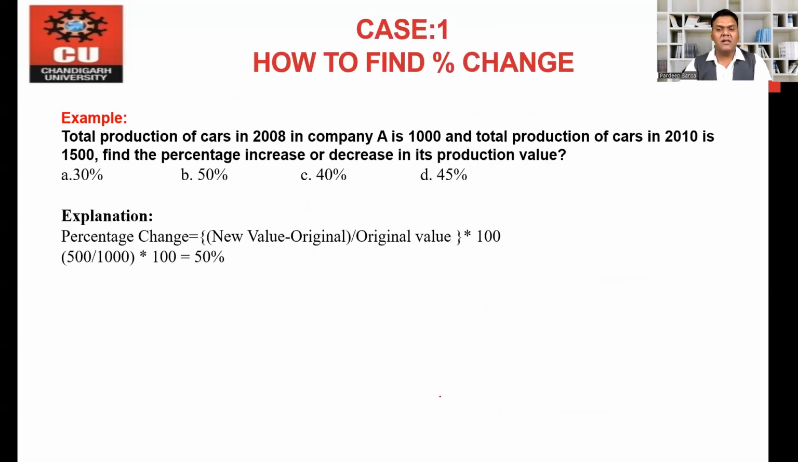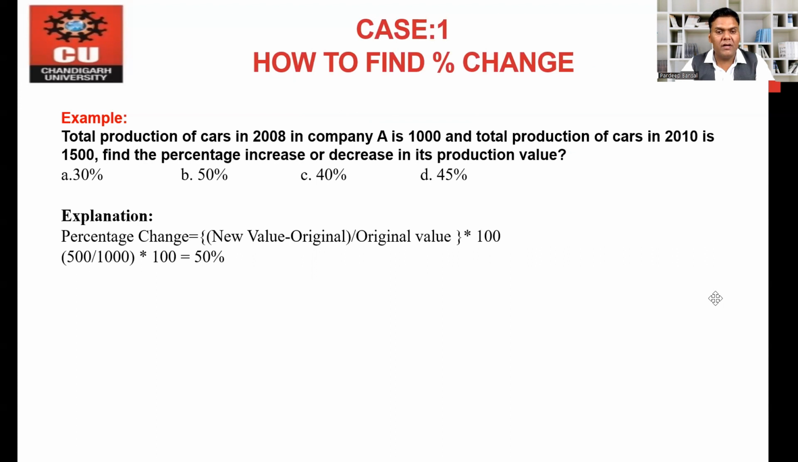So let's take this as an example. The example says, total production of cars in 2008 in company A, whatever company you like, you imagine that is 1,000. And the total production after 2 years, in 2010, increases to 1,500. Find the percentage increase or decrease in the production value. Now imagine the initial value is 1,000. The new value is 1,500. There is a jump of 500.